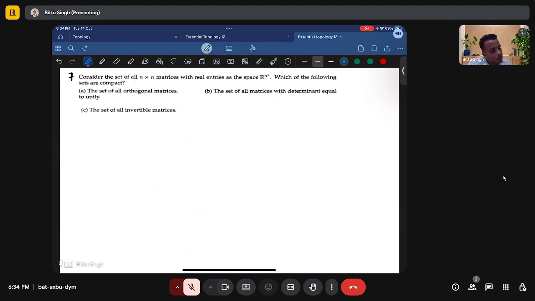We are considering real n by n matrices as the space R^(n squared). So we know that R^(n squared) is homeomorphic to M_n(R). If we consider the space of all n by n matrices, then this is homeomorphic to R^(n squared). Because, for example, if we consider 2 by 2 matrices with entries a, b, c, d, this can be mapped to the tuple (a, b, c, d). This is a homeomorphism.